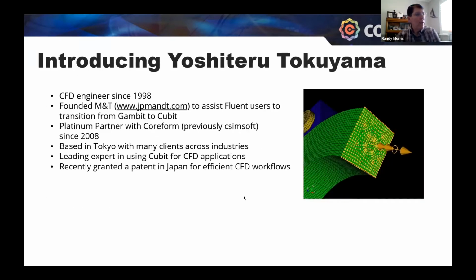Tokiyama Saad himself, again, he was a CFD engineer since about 1998. Founded that to assist Fluent users to transition from Gambit to Cubit. Fluent guys know that Gambit was the default preprocessor for Fluent for many, many years. As it turns out, Fluent and Cubit have a common ancestor. It might be a great grandfather or a great grandmother, but they had a common beginning at one point.